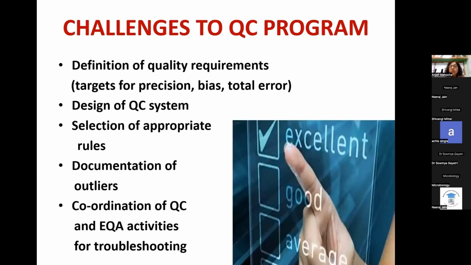Now, every QC program will definitely face certain challenges. It's not going to be a cakewalk. It's not going to be so easy that we have decided that we are going to run a QC program and everything moves smoothly. No. What is our quality requirement? What are our targets going to be? Where do you take the accuracy from? How do you make your own lab mean? What is bias? What is total error? Where do we take all these from? How do we design our QC system?